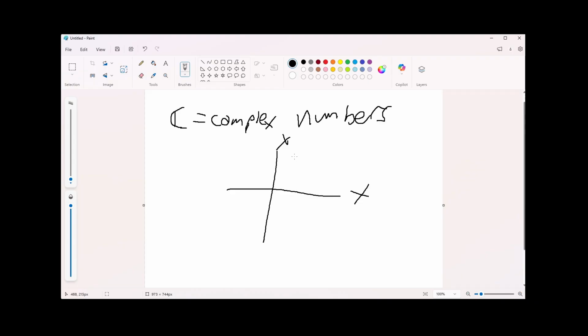For example, if you have a quadratic right here, it doesn't fall on any of these axes, x or i, but it does fall on the other axis called, guess what?